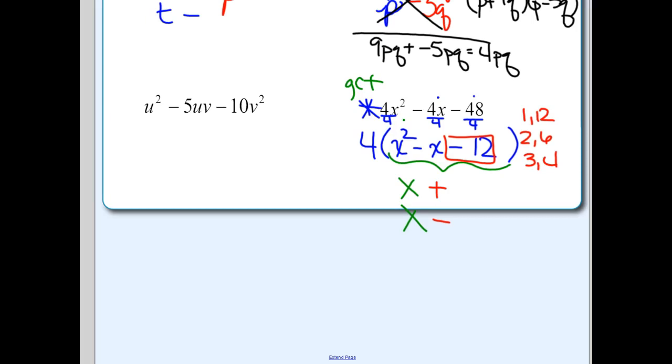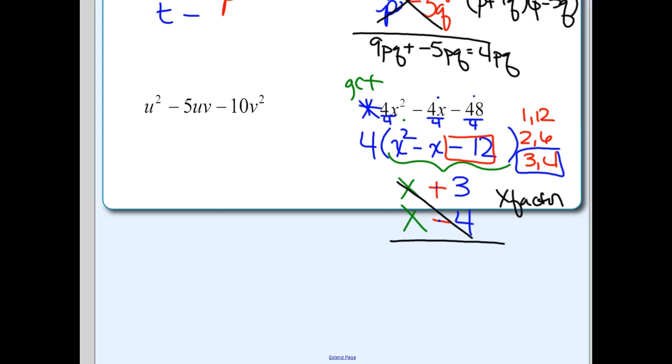Remember, because my binomials are different signs, I have to subtract my factors. So which pair of factors when I subtract will give me 1? That's right, 3 and 4. Now, the linear term in the middle is a negative 1, so that means it needs to be negative 4 and positive 3. Remember, good algebra students always X factor to check the middle.